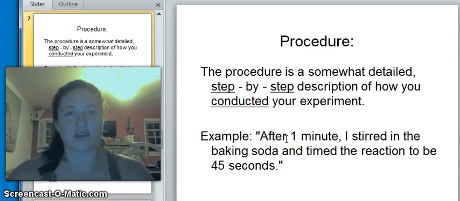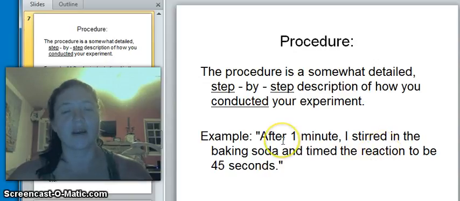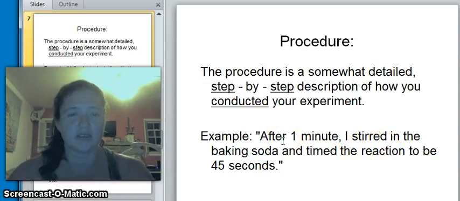Realistically, you should also have how much baking soda. Were you timing it in seconds, minutes? What were you using to time? These are all little details that make a procedure a lot stronger as far as in your lab reports.